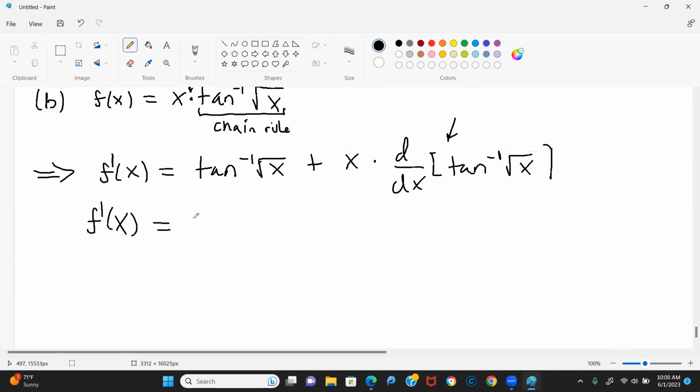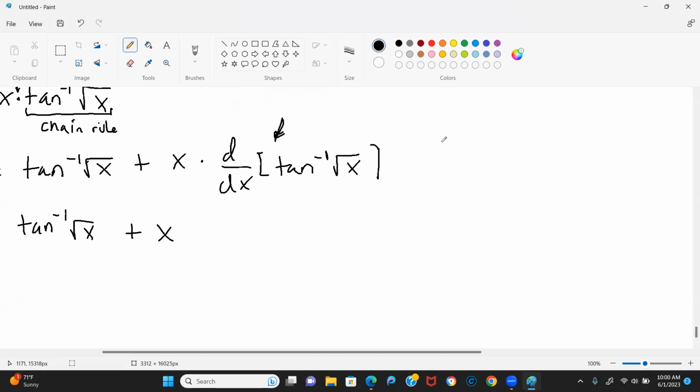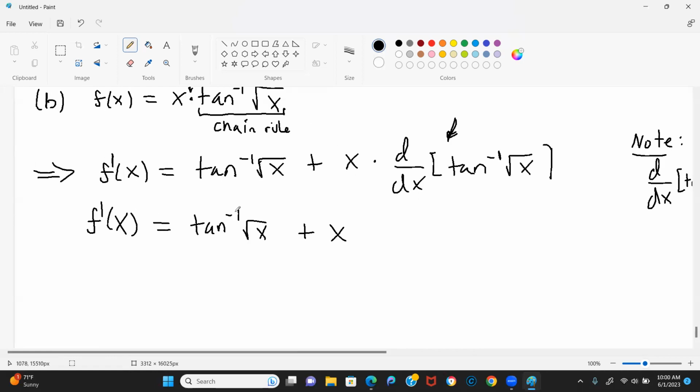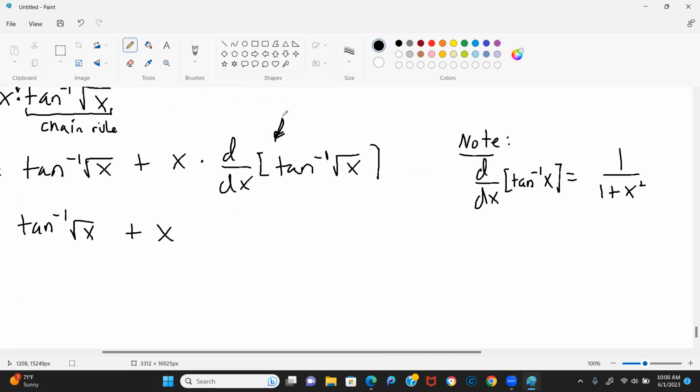So f prime of x is equal to tan inverse of square root of x plus x times, and now this derivative right here, maybe I'll just write this on the side so you don't have to constantly look down at your paper. The derivative of tan inverse of x is 1 over 1 plus x squared. All right, so now what's this derivative right here?